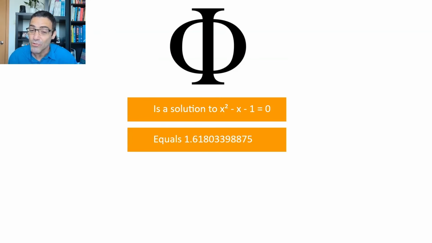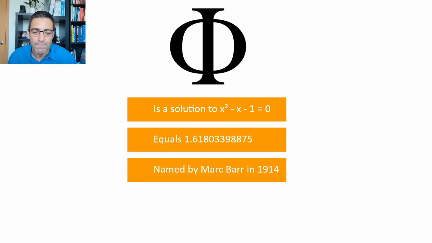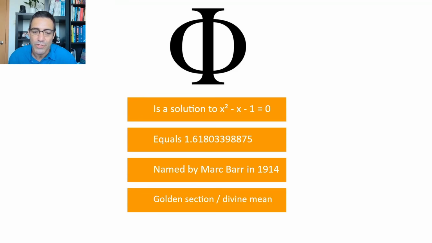1.61803398875. What's really interesting about it is if you were to do 1 over phi, so the reciprocal of phi, you actually get the same string of decimals, which is shocking for irrational numbers. It doesn't happen very often. And it was named by Mark Barr in 1914 after a Greek sculptor called Phidias. Yeah, and we use it to denote the golden section or the divine mean.